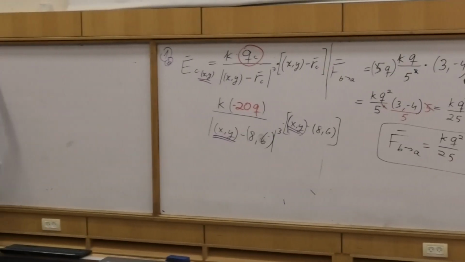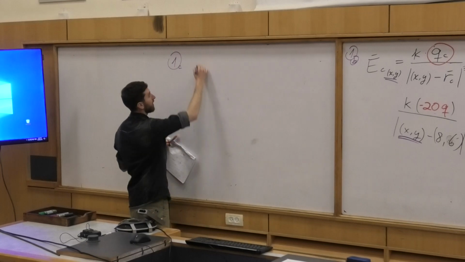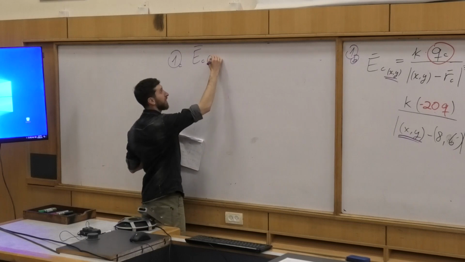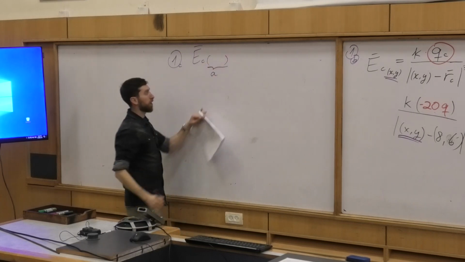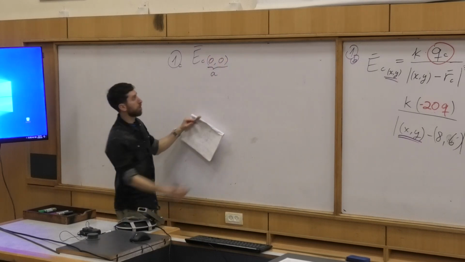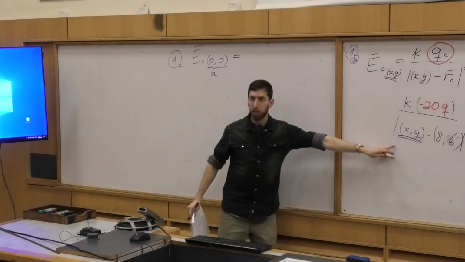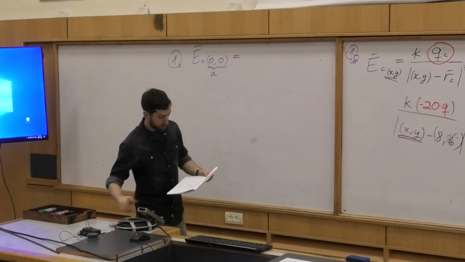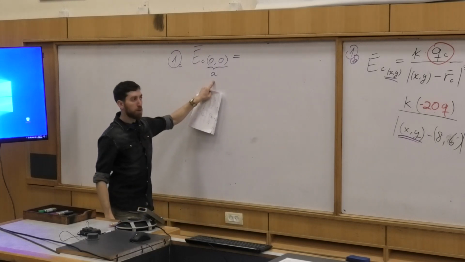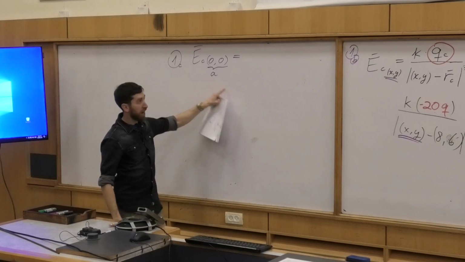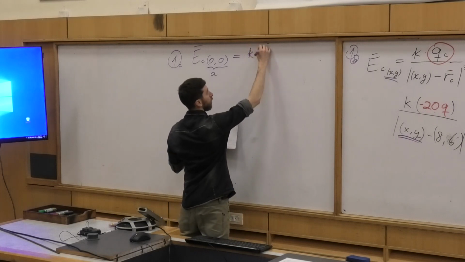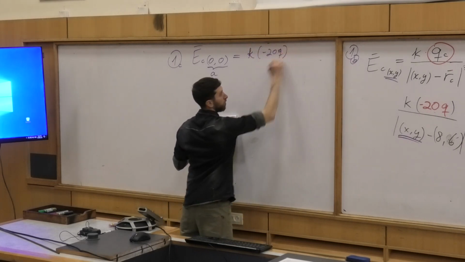So 1c asks, what is the electric field, not in a general place in the world, but at the location of A? What is the location of A? The origin, the easiest one. Good, okay? So we're going to take this term and just put the zeros inside, that's all. Note that I don't care about the charge of A. I don't see it in the formula, right? Good. So we have K, we have minus 20q.